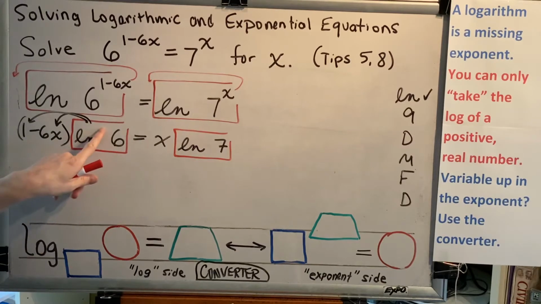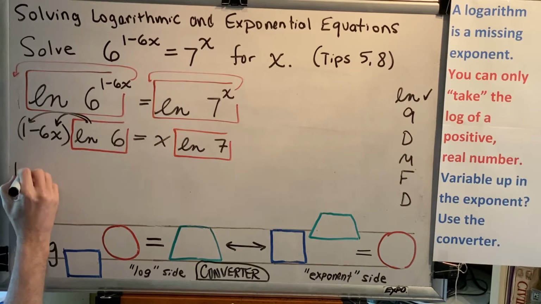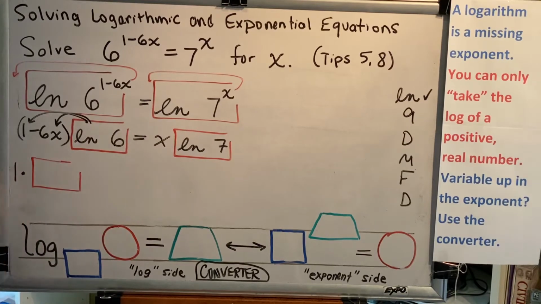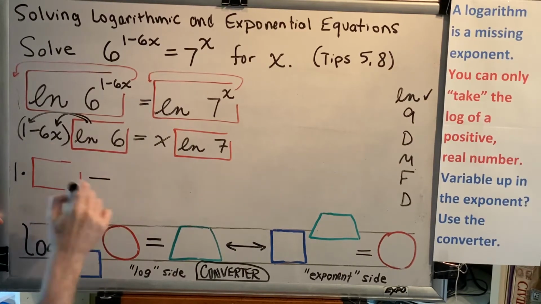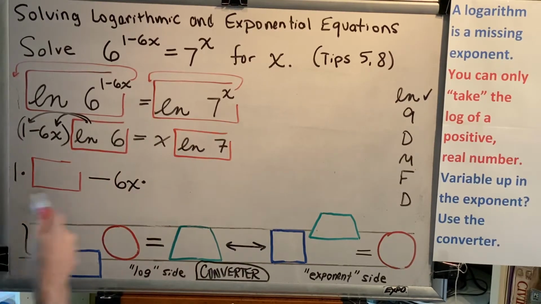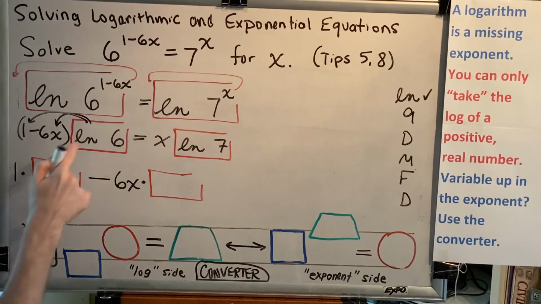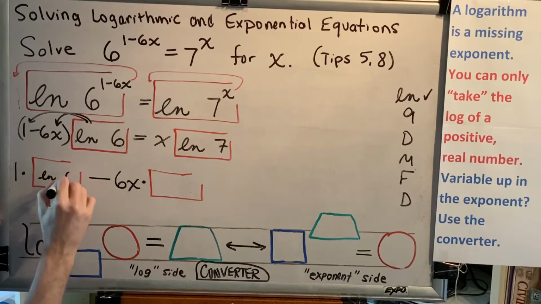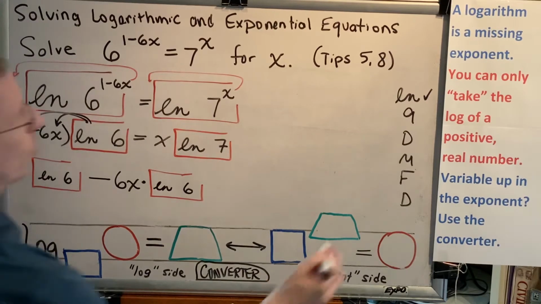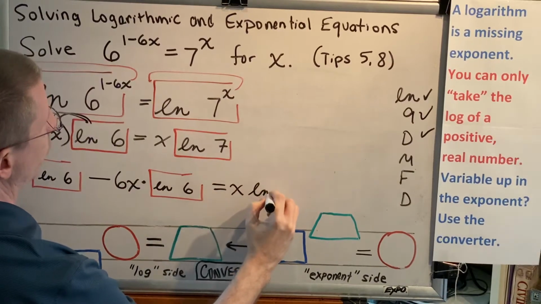And if I conceptualize this as just a brick, what I'm going to get is brick times 1. So I'll write it this way. 1 times this brick. Then the minus sign from the distributive property. And then the 6x will also get multiplied by this brick. Now we know that inside the brick there's a number. And that number happens to be the natural log of 6. So there, we've now done rule 9 and the distributive step. On the right, we still have x times the natural log of 7.